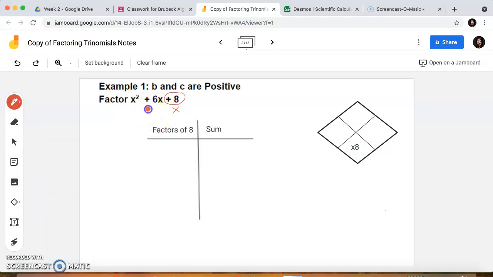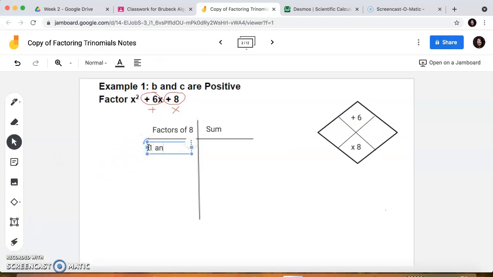Let's make sure that looks like an addition sign. It needs to add to get a positive 6. So we're looking for two numbers that when we multiply them, we get 8, and when we add them, we get 6. So let's first just figure out what are the numbers that multiply to get us 8.